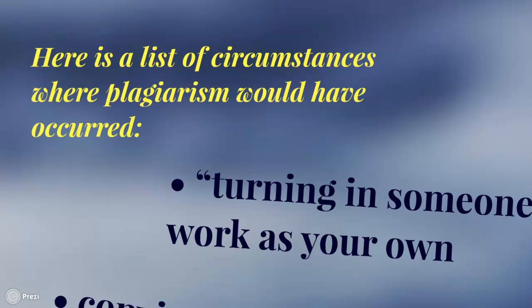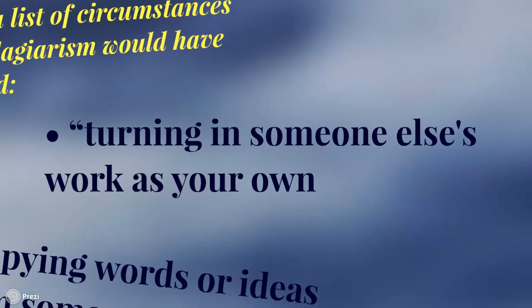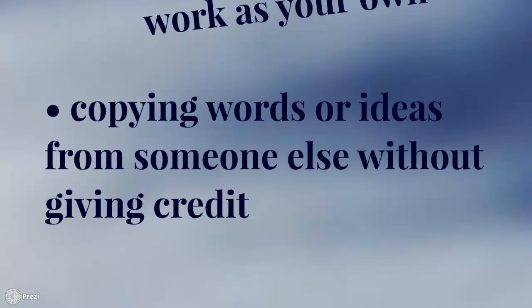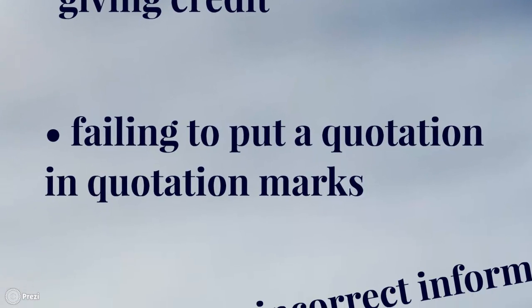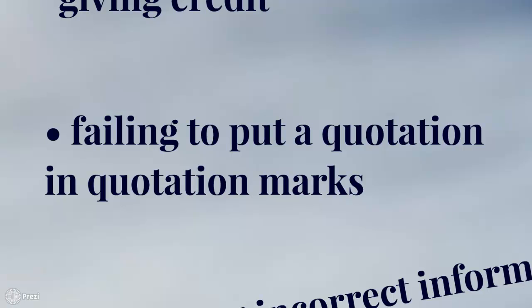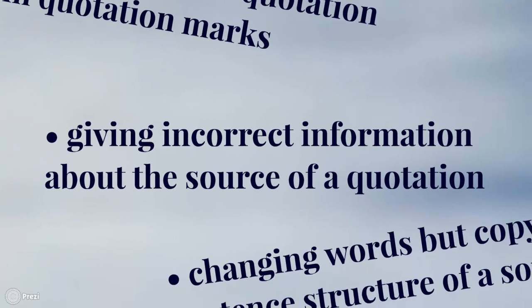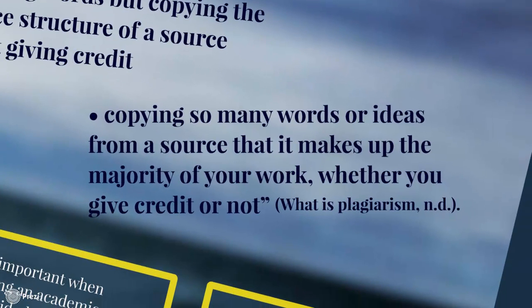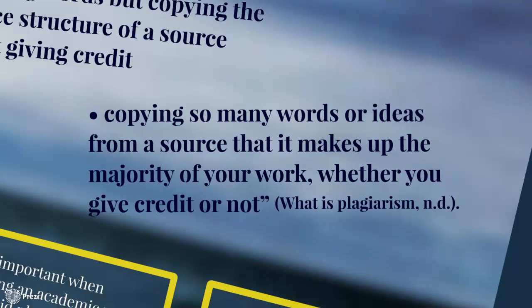Here is a list of circumstances where plagiarism would have occurred. Turning in someone else's work as your own, copying words or ideas from someone else without giving credit, failing to put a quotation in quotation marks, giving incorrect information about the source of a quotation, changing words but copying the sentence structure of a source without giving credit, copying so many words or ideas from a source that it makes up the majority of your work, whether you give credit or not.